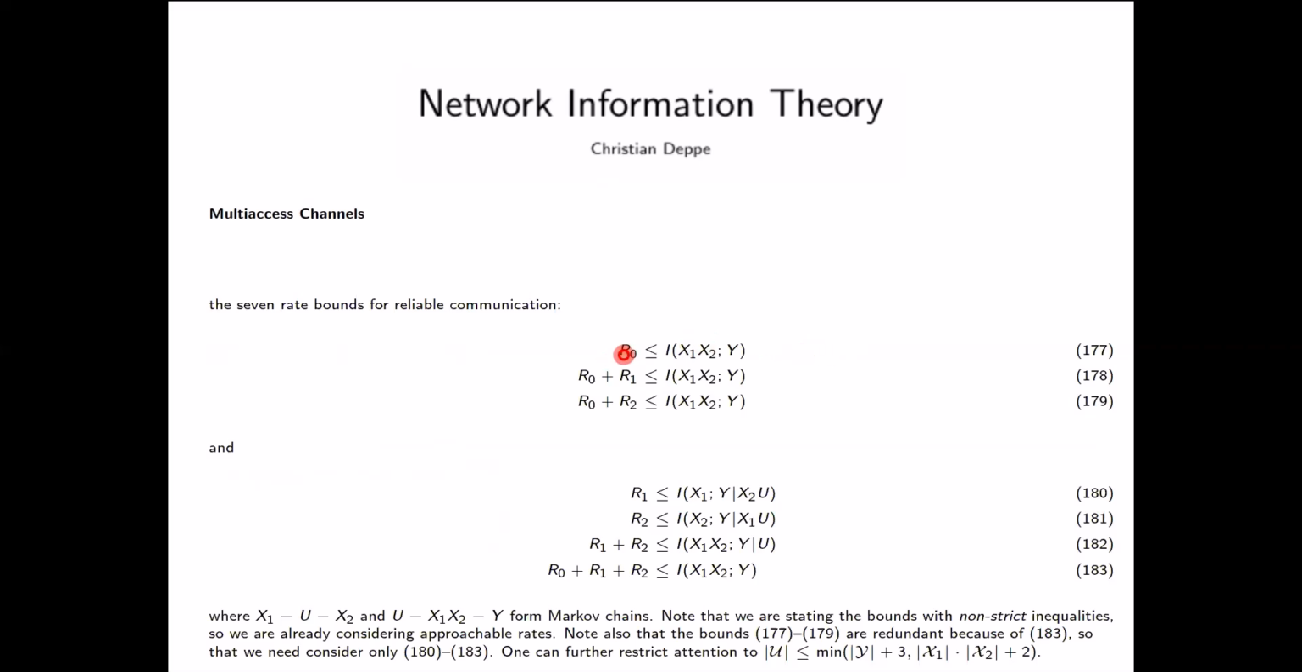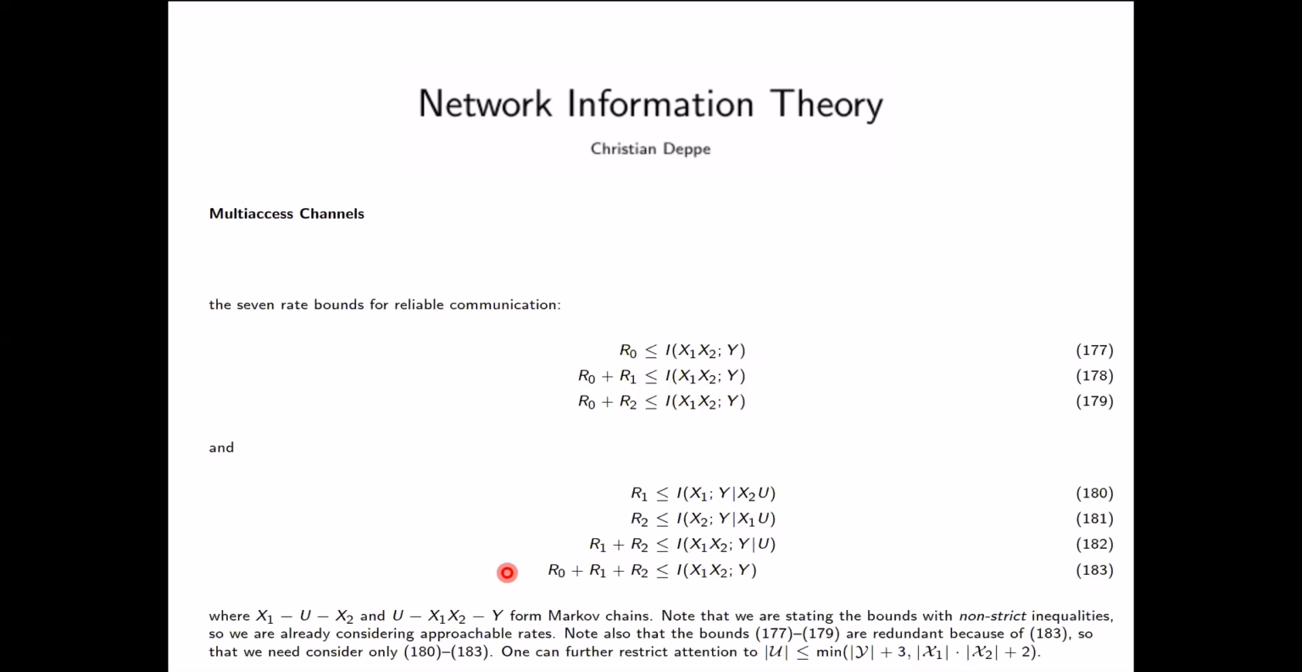So we have R0 is less or equal than the mutual information of x1, x2, and y. R0 plus R1 is bounded in this way. R0 plus R2 is bounded this way. This is somehow the first part of the channel. It's from encoder 1 to the decoder. And if you look at encoder 2 to the decoder, we get these inequalities here. And in total, we get these inequalities here.